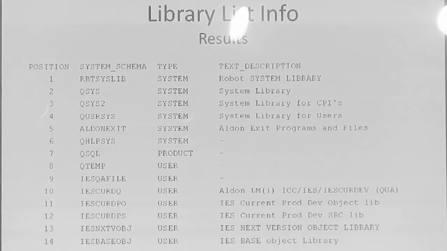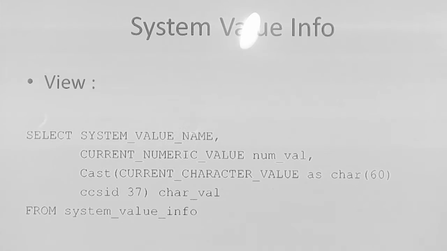To be able to read it on a green screen, you're going to have to change it to 37. So you cast that column to character, and I just named it 60, all I need out of it. Specify the CCSID 37, and you can read it. Otherwise, it's unreadable on a green screen, on a 400. And there's some of the information you get from it. You get the system value name on the left side. If it's a numeric value, it'll be in one column. If it's a character value, it's in a different column.